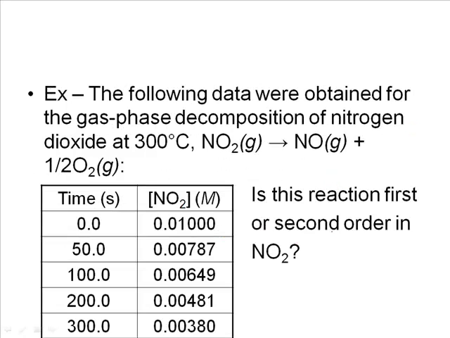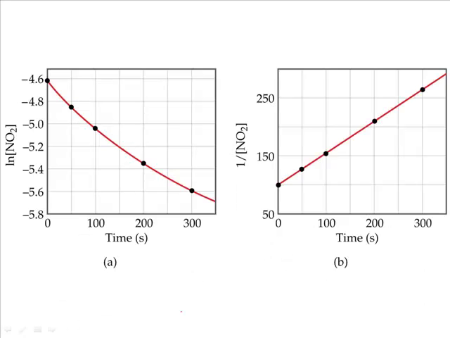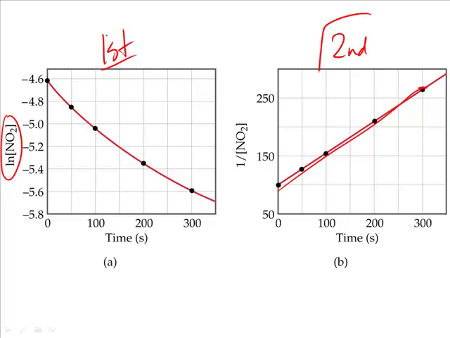So here's a reaction where they give you the time, they give you the concentration of NO2, and they ask you to determine whether it's first order or second order. And the only way you can do that is by determining which one forms a straight line. Here we can see the first one with the natural log of NO2, it's still curved, whereas here 1 over the concentration of NO2 forms a straight line. Okay, if this one were straight, then it would be first order. Since this one is straight, we know it has to be a second order reaction.